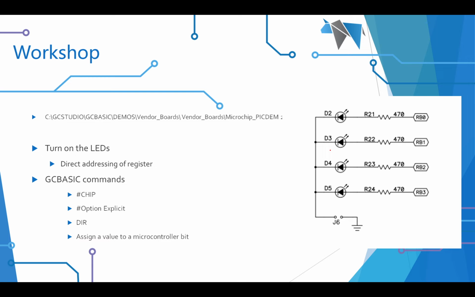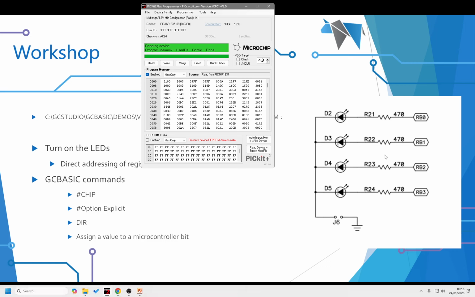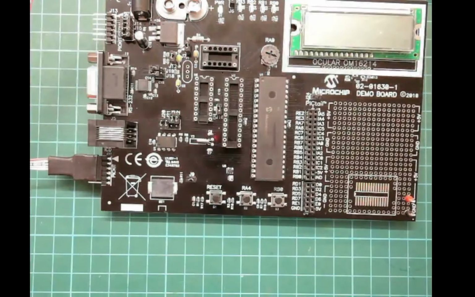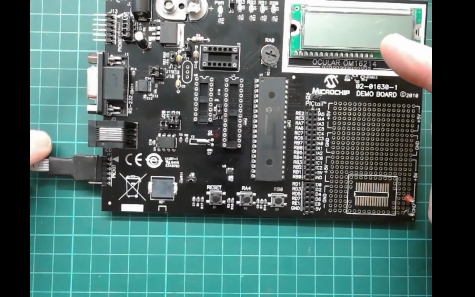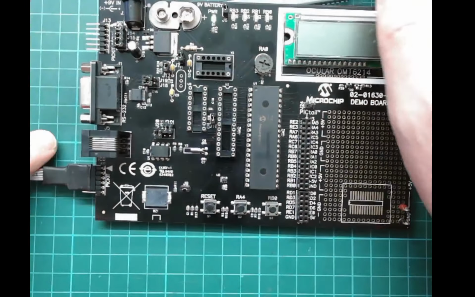I always recommend you type in option explicit, and I'll just keep reminding you of that. And that just makes sure you define all your variables. We're going to set the directions to an output for these LEDs, and then we're going to assign a value to the microcontroller bit, and the LEDs will come on. And we'll see that happen because we've got a camera. So what I'm going to do is I am just going to erase that chip. When I erase the chip, as you'll see here, that's not turned on.